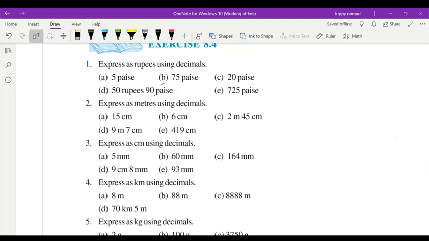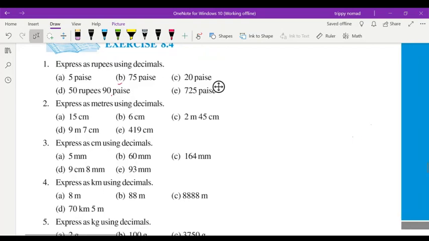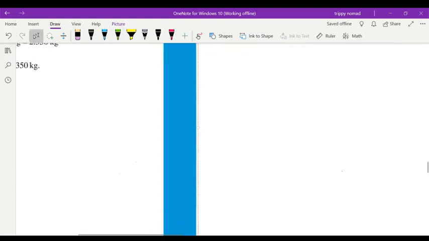Today we are going to start question number 2 of exercise 8.4. Already we have done question number 1. Okay, so let us start with question number 2. In question number 2, express as meter using decimals.